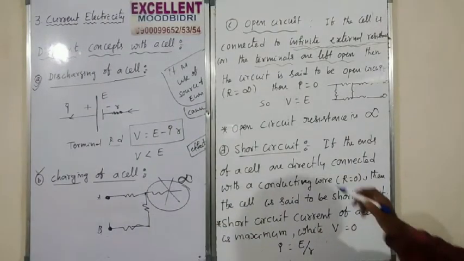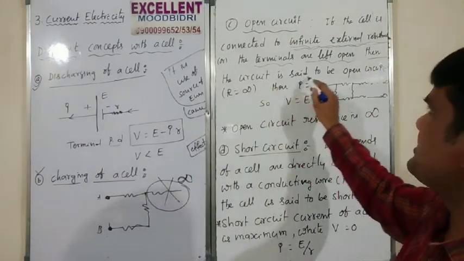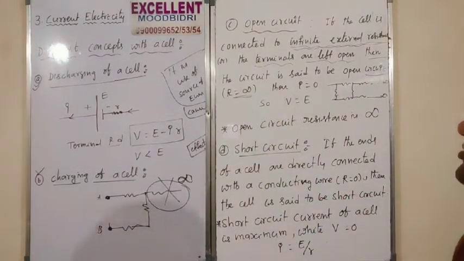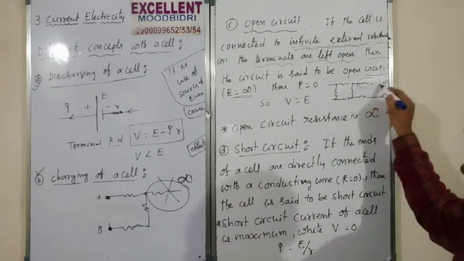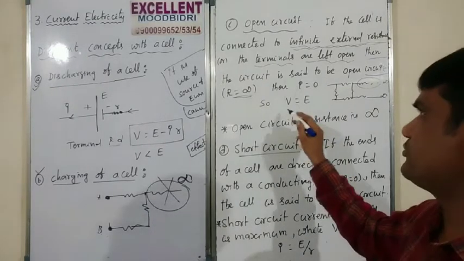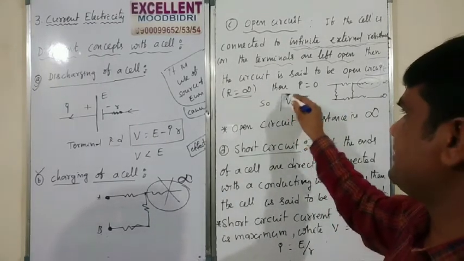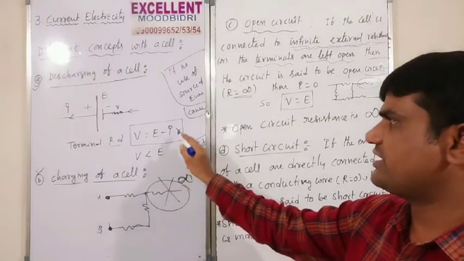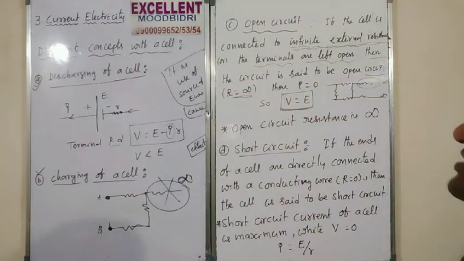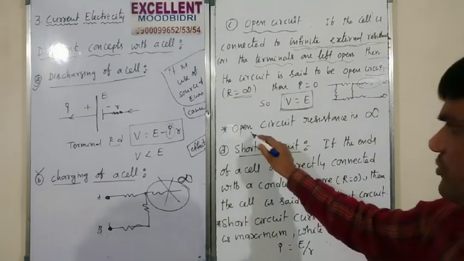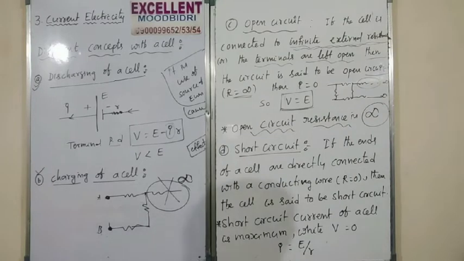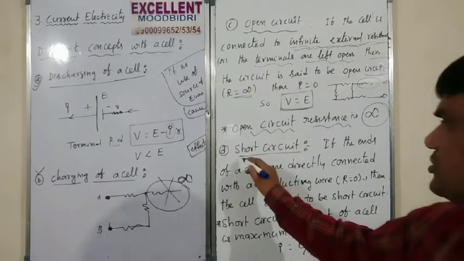Then the circuit is said to be an open circuit. So R is equal to infinity, and through this direction we consider the current as 0. Therefore, what would happen? V is equal to E minus Ir only. Here I is equal to 0, so V is equal to E. And also remember this point: open circuit resistance is infinity.